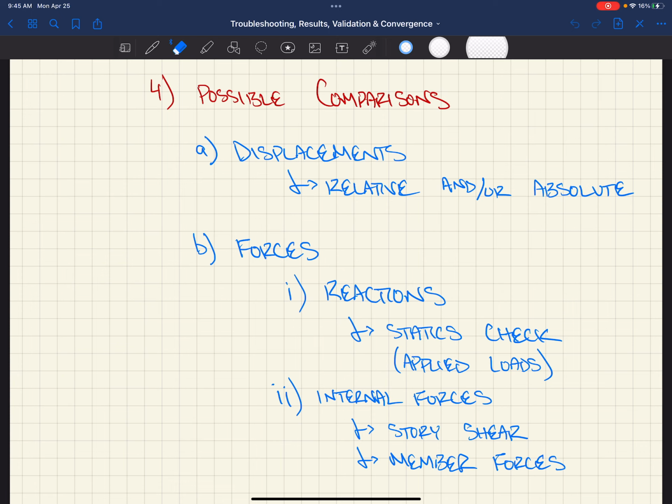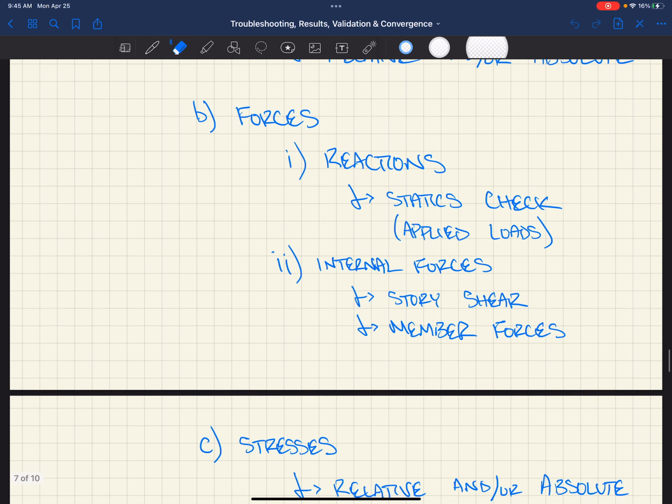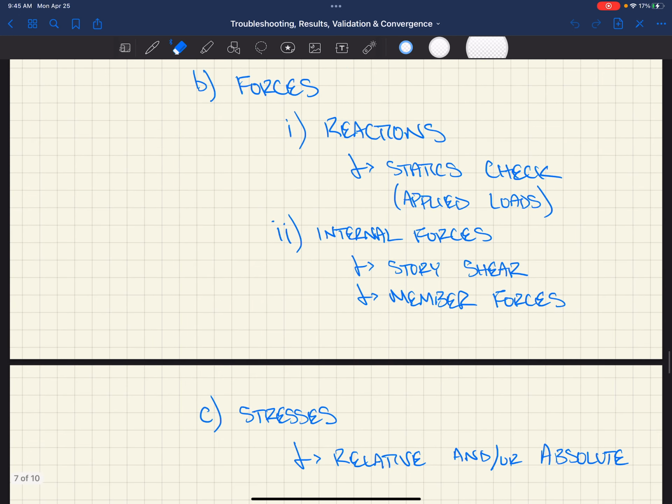Okay. We could do overall forces, right? Reactions is a big one. That statics checks, applied loads, you can figure that out. Internal forces, again, if you had that uniformly distributed beam, you could figure out what those internal forces are.